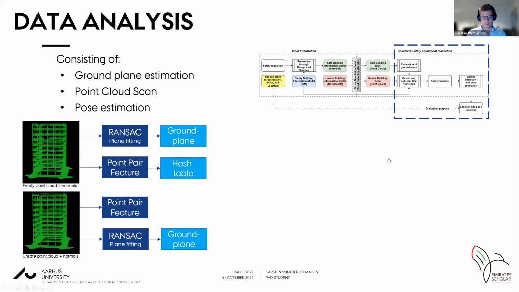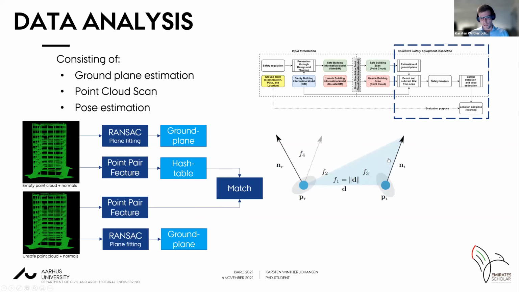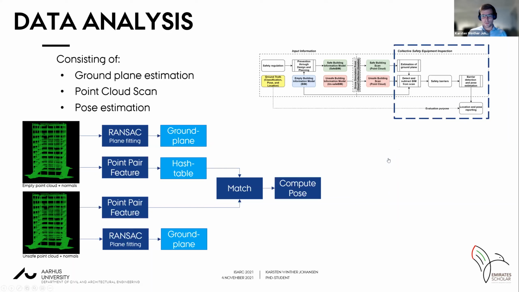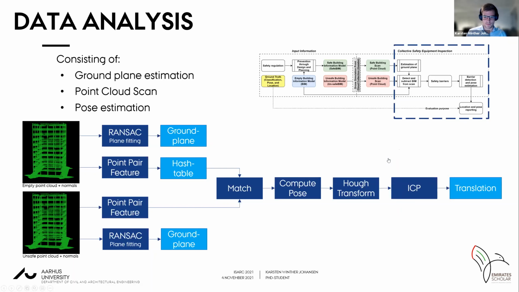So the unsafe model is now placed in the environment, and we create this point pair feature for the unsafe environment as well. Now we do the matching to the hash table that we have just created, and we do this point pair feature mapping, hash mapping to the closest point. Then we compute the pose between the points, and we do a Hough transform, which is a voting scheme to the template that we have put in, so the empty model, and by that we can figure out which of the points belong to the model that we have put into the system.